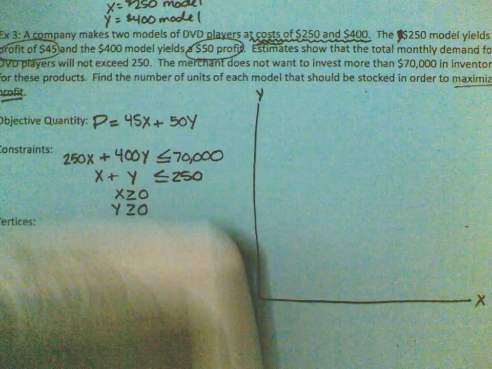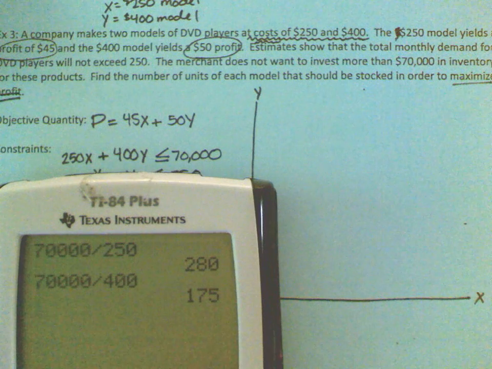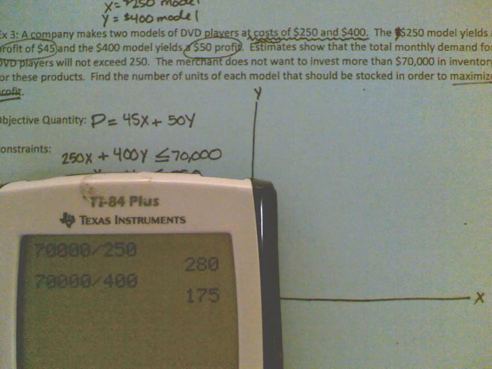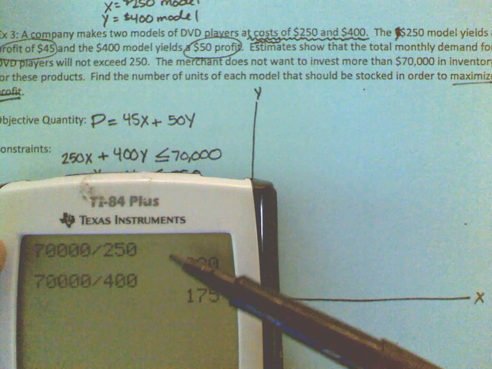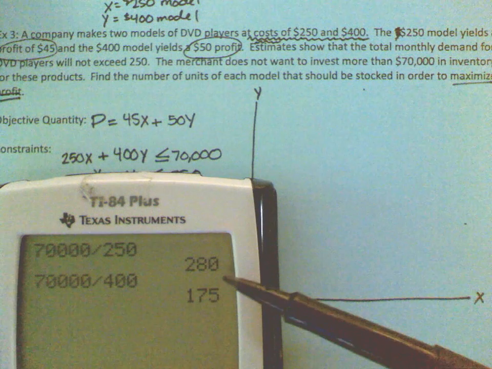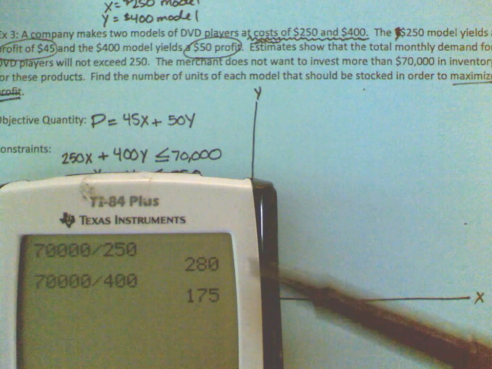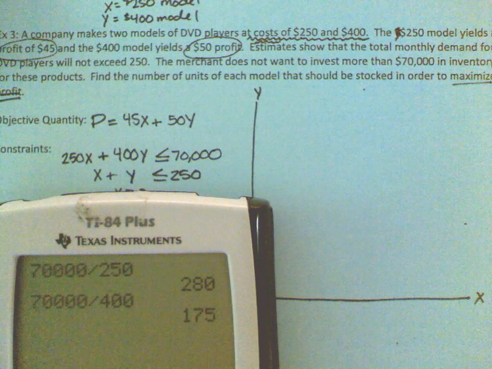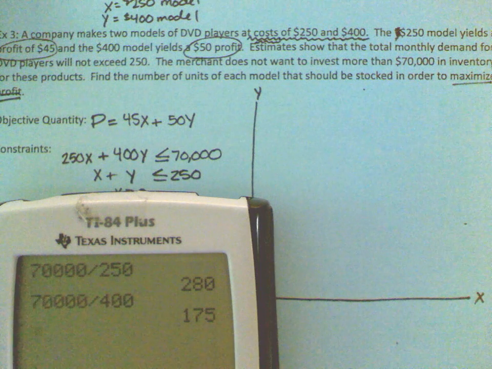Okay, so in my calculator, oh, I already have it up. I would calculate the x-intercept, so 70,000 divided by 250, and the y-intercept, 70,000 divided by 400. So I can see on the x-axis I need to get to at least 300, on the y-axis at least 200, and then if I look at the second constraint, my intercepts are both going to be at 250. So now I'm thinking, let's just go to 300 on both.